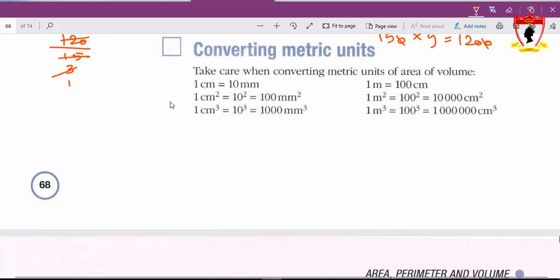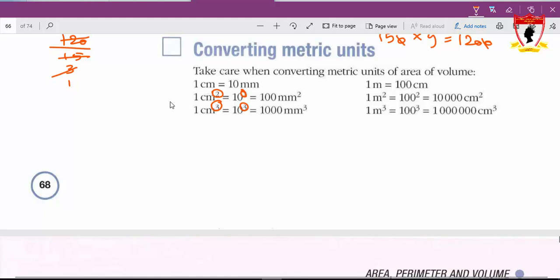Look, the key to control this topic is like this. 1 centimeter is 10 millimeters. When the centimeter becomes square, the 10 must be square. When the centimeter becomes cube, the 10 becomes cube. So 1 centimeter cube is 10 to the power of 3, which is 1000 millimeter cube.